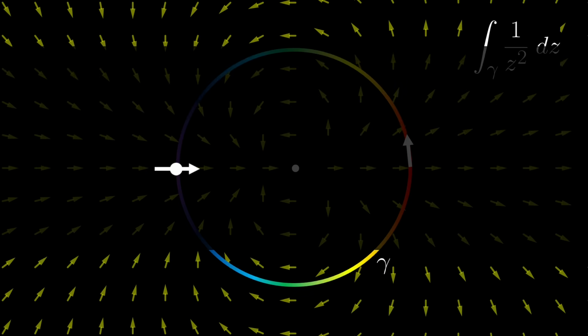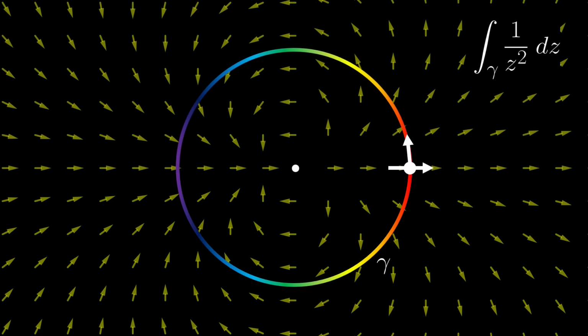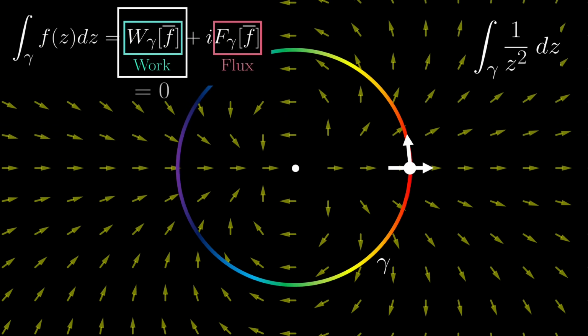But on the lower half, the vector field generally works against our direction, and so the work done on the lower half is negative. And due to the up-down symmetry of this vector field, the overall effect is that no work is done along gamma. What about the flux then?